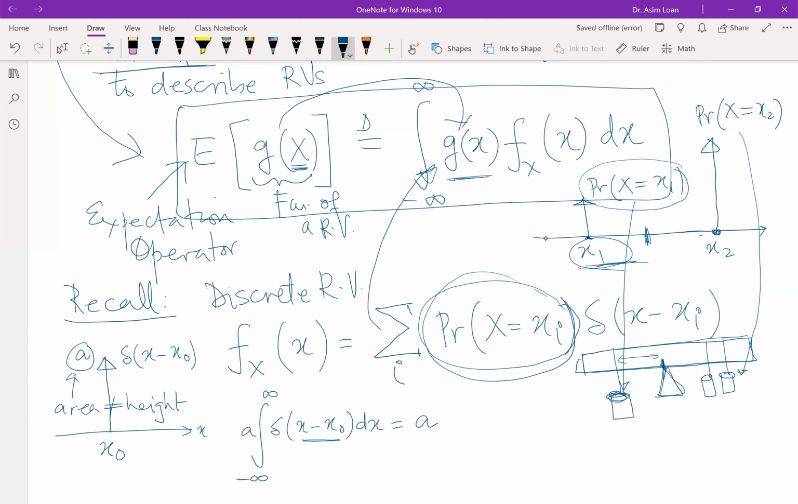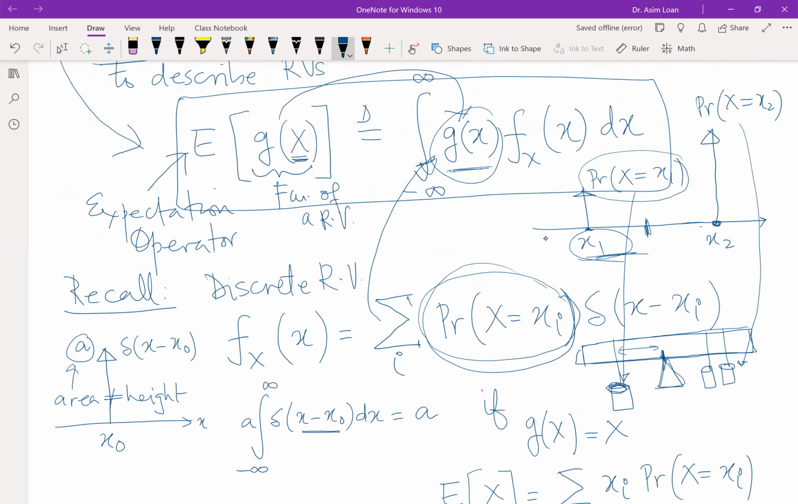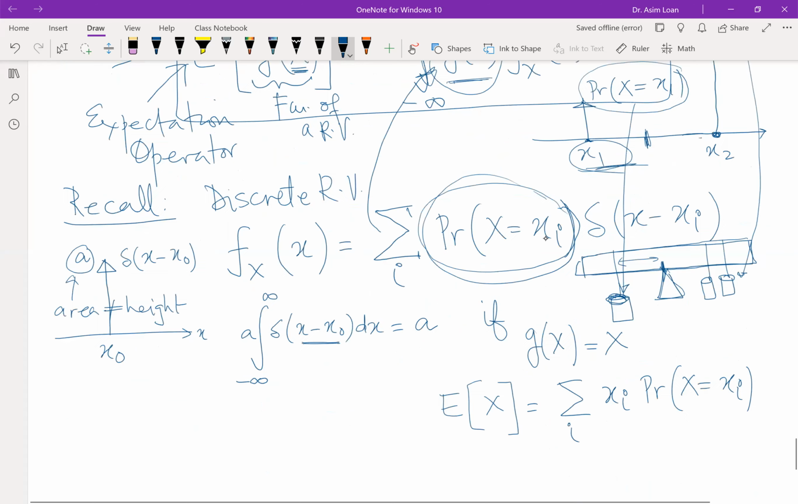So remember this, and when you plug this one in here, and when you assume g of x, maybe I write this. So if g of x is simply x, what value will you get here? You'll get xi into probability of xi. So then expected of x is simply the sum over i of xi into probability of x equals xi. That is what you'll have here. Instead of x, because the integral goes inside, the integral integrates to 1. So you'll be simply left with xi into xi. This is how it works.